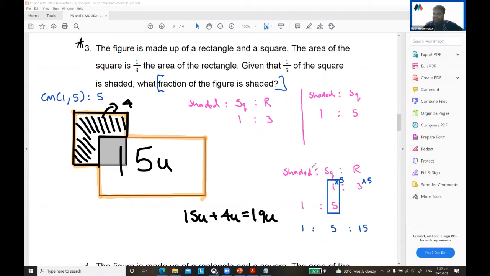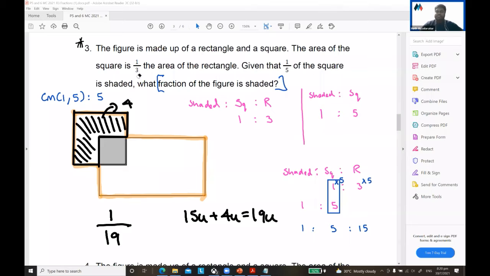So what fraction of the figure is shaded? It is 1 over 19. Not 1 over 20, not 1 over 21. It's 1 over 19. Okay, this is one way to look at it.